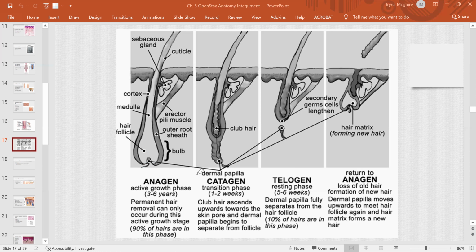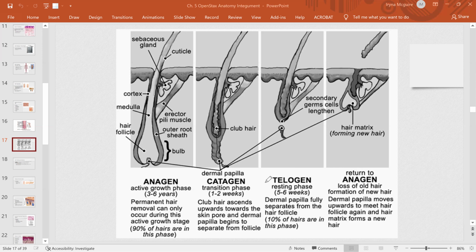But in catagen, this papilla actually separates itself. I was looking for this word, separate. So papilla and the matrix are separated. And this hair club, what we call it, starts moving towards the surface. And finally, there is complete separation between papilla and matrix. And then hair just cannot grow any longer, right?